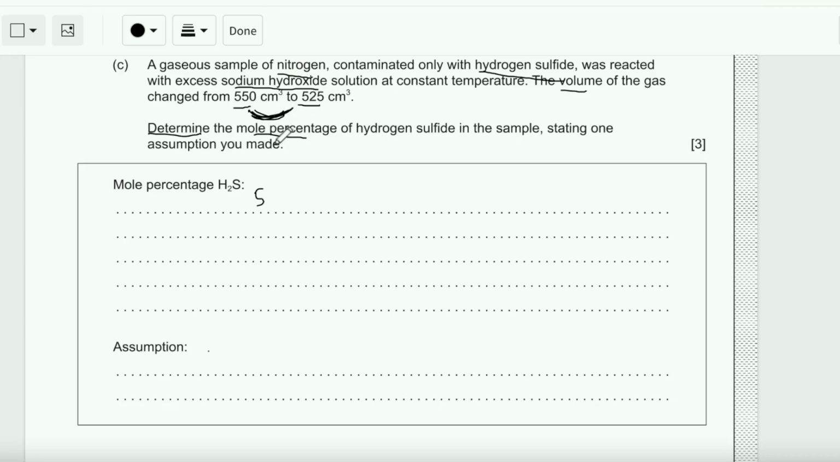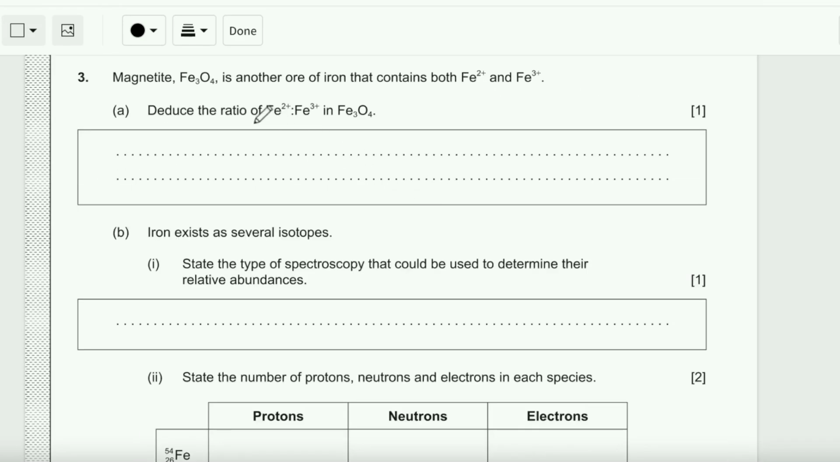So to calculate the mole percentage, how many cm3 changed, which is 25 out of 550, how many percent? It's 4.5%. Assumption: both gases behave as ideal gases because they are still in the gas state.